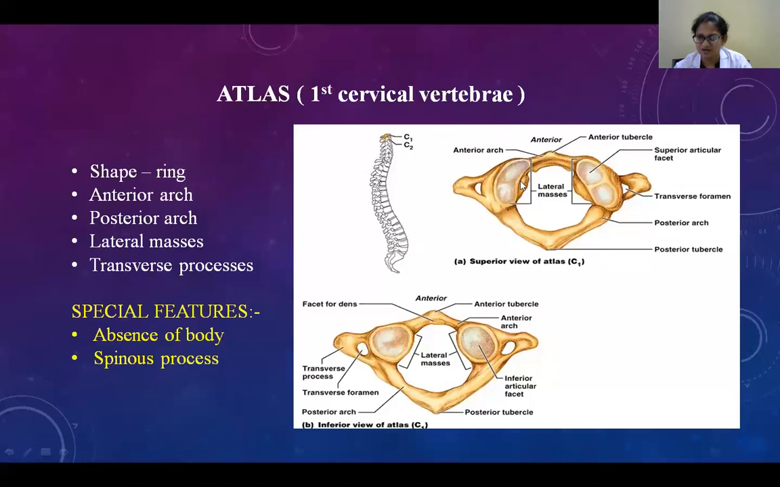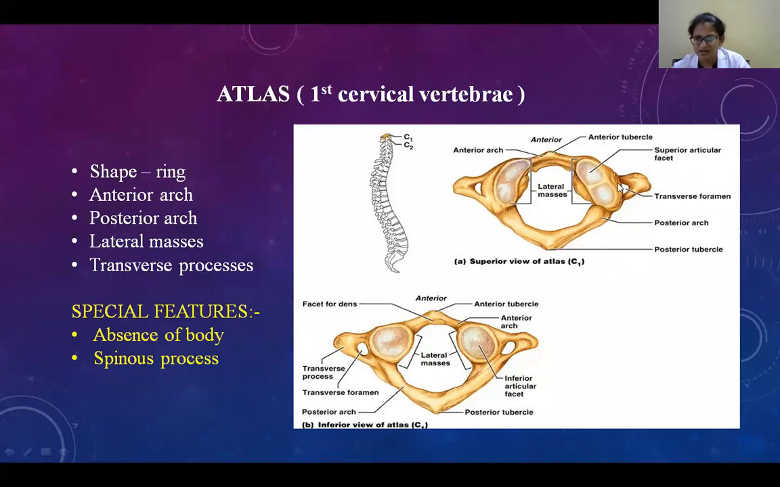On the medial side of the superior articular facet, there is a tubercle. This is the tubercle of the lateral mass, the medial tubercle of the lateral mass, which gives attachment for the transverse ligament.